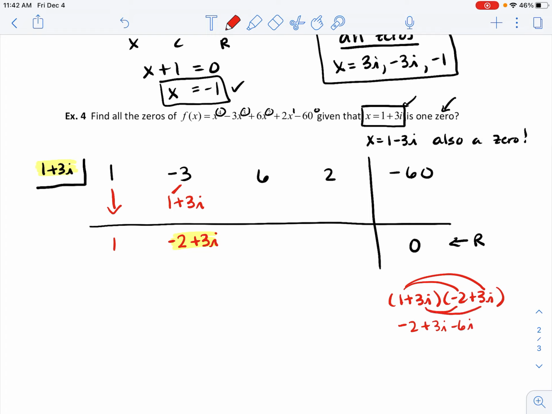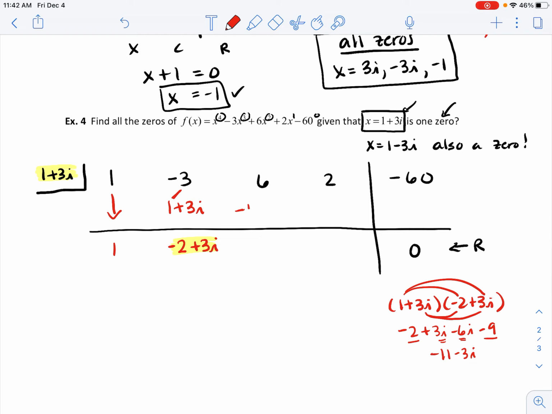And 3i times 3i, now you guys, we've done that already. That's 9i squared, which is really negative 9 because i squared equals negative 1. Now, combining some like terms here, we have the negative 2 and the negative 9, which gives us negative 11. And then 3 minus 6i, that's going to give me negative 3i. Okay, yeah, that was gross. So you have negative 11 minus 3i goes up here. Now let's do it again.